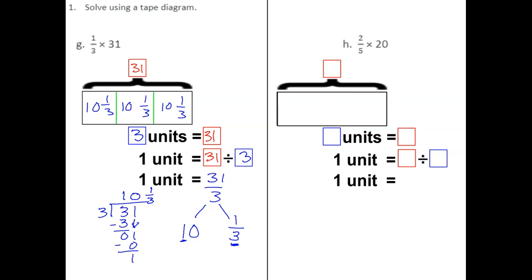All right, looking at H here. So we have 2/5. Now we're no longer looking at the 1 unit. We're looking for 2 units. So we're going to have to double whatever we get here.